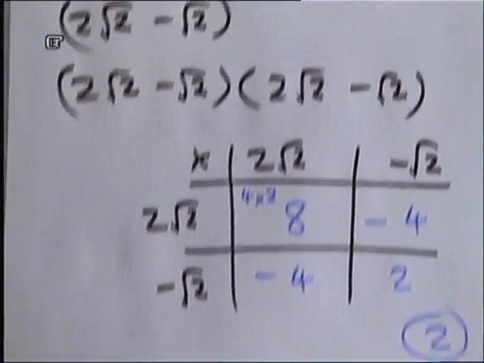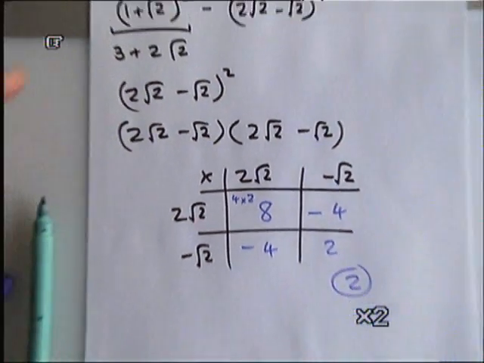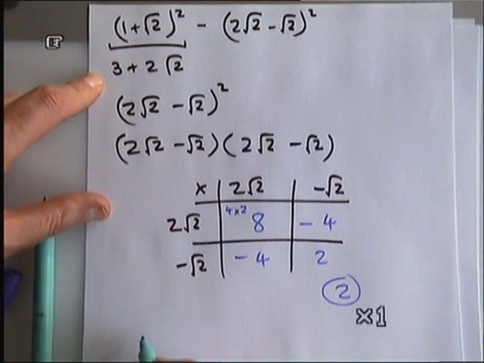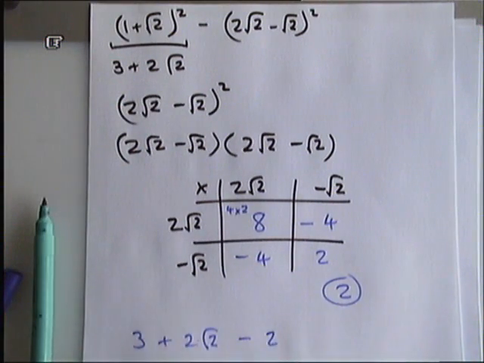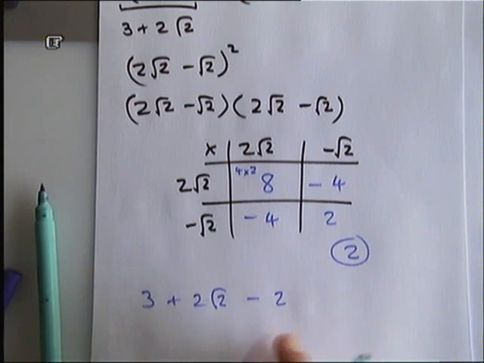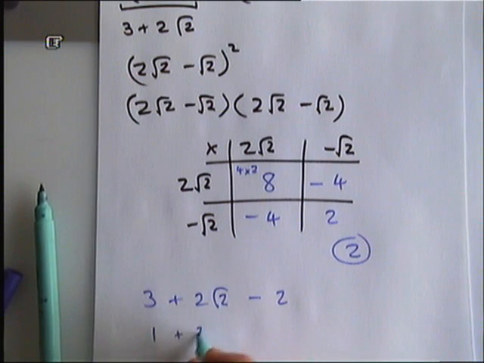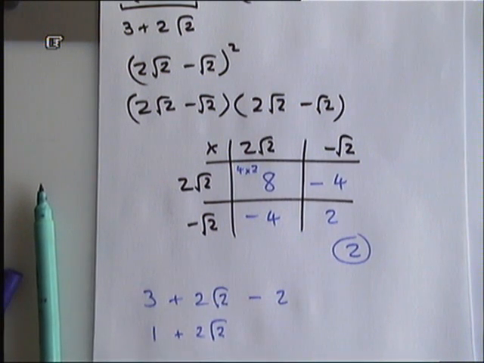So the question becomes, I'll zoom out a minute, well the first bracket was 3 plus 2 lots of root 2, and I'm taking away the second bracket, which is 2. And 3 take away 2 is 1, and I've still got those 2 root 2's there. So the answer to this question is 1 plus 2 root 2.